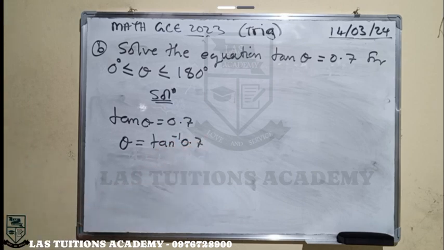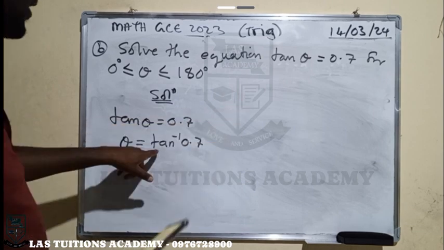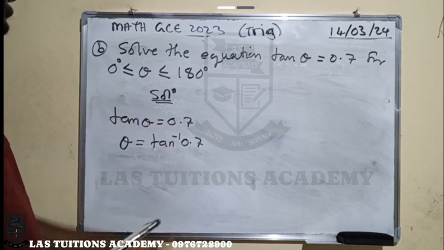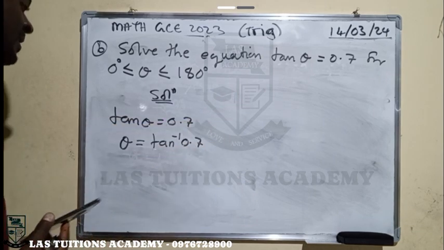Your calculator has got tan inverse. It has got a shift button. Sometimes the shift button is in different colors; on some calculators it is yellow. So when you press shift, then press tan, the calculator brings up tan inverse. Then you enter 0.7, and it will give you the value of theta.